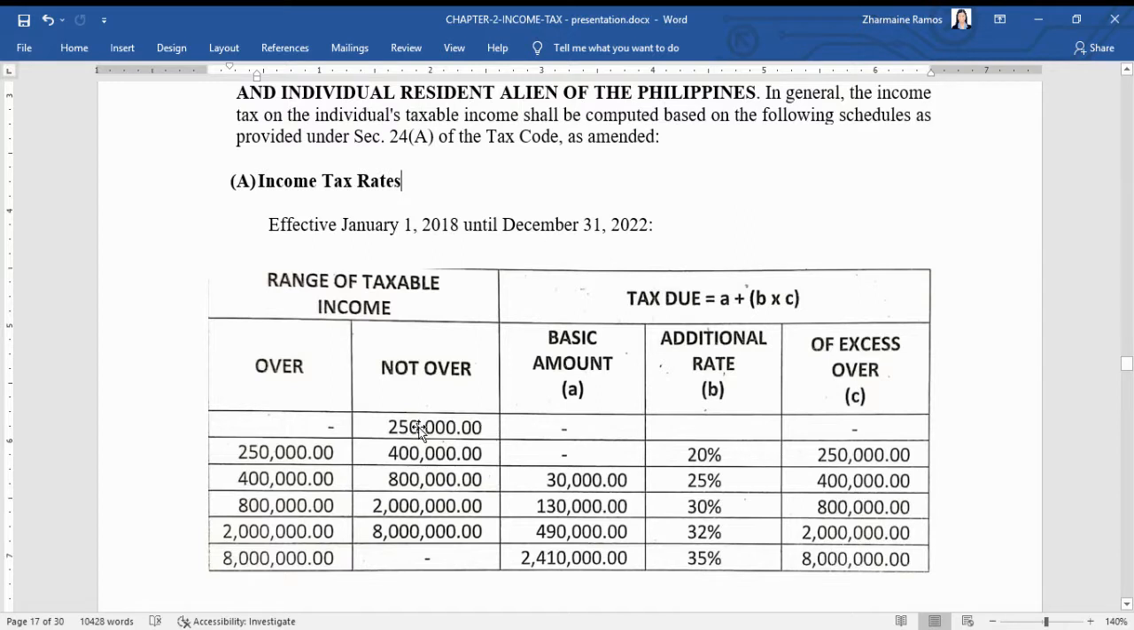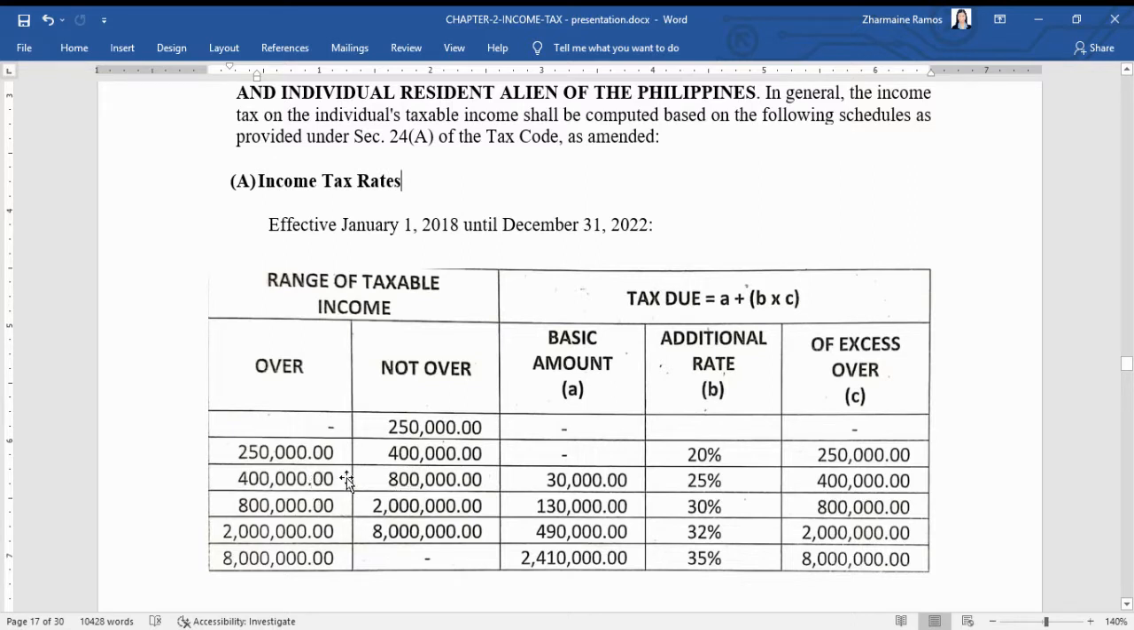Paano naman to? Over 250, not over 400,000. For example, ang sweldo mo ay within sa range na to. Ang sweldo mo ay 300,000 pesos. Paano mo i-compute yung tax? So, kung ang taxable income mo ay 300,000, paano mo i-compute yung tax due mo? So, 300,000 times 20%? Hindi. Kailangan ibawas muna natin yung 250,000. So, 300,000 minus 250,000. So, 50,000 times 20% na tax rate. Ang magiging tax due mo ay 10,000 pesos. So, ganun gamitin yung table na to.